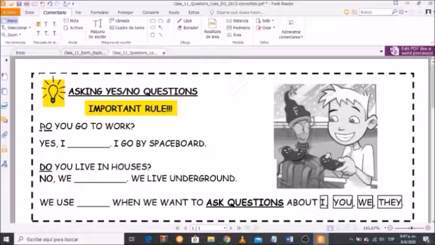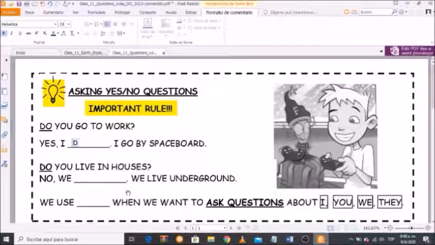Let's take a look at these two examples. We have, do you go to work? Es decir, ¿vas a trabajar? Y la respuesta puede ser o sí o no. Recuerden que estas dos preguntas están sacadas de la historia con la que trabajamos recién. So, do you go to work? Yes, I do. Very good. Yes, I do. I go by spaceboat. Very good.